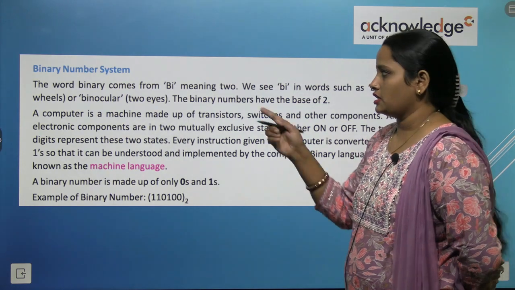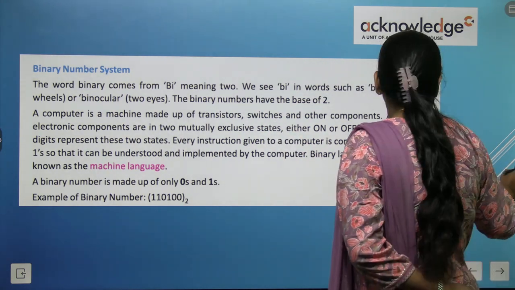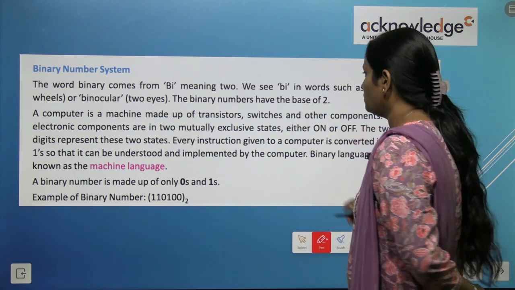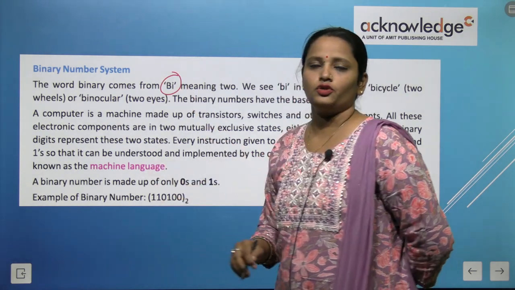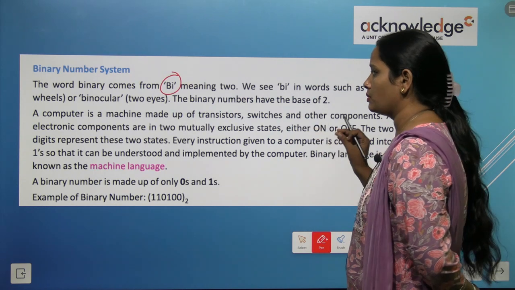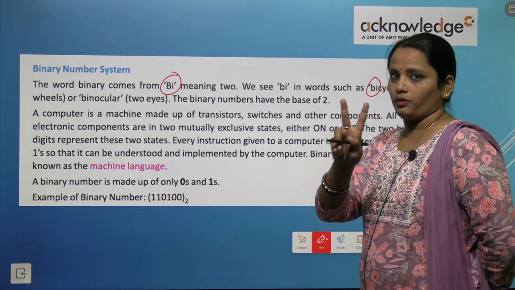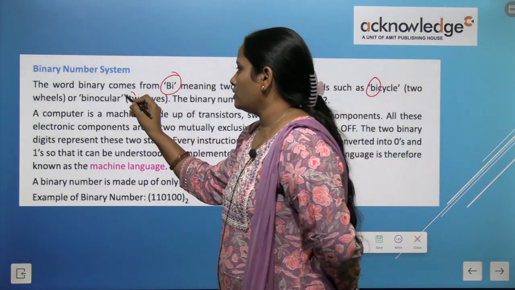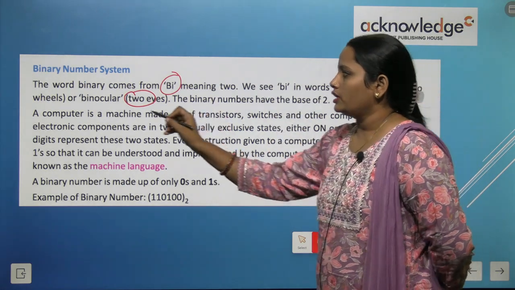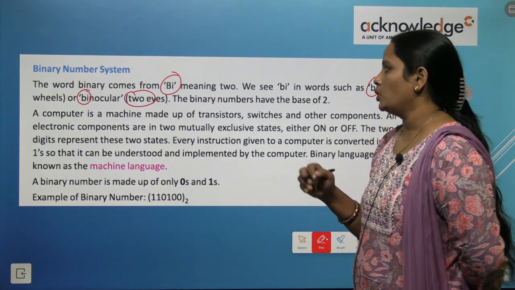Next is binary number system. The word binary comes from bi, meaning 2. Everywhere we use the word bi, the meaning is 2. For example, in bicycle, bi means 2 wheels. Binocular has 2 eyes with which we can see anything. So it also has bi meaning 2, and there are many other words also.